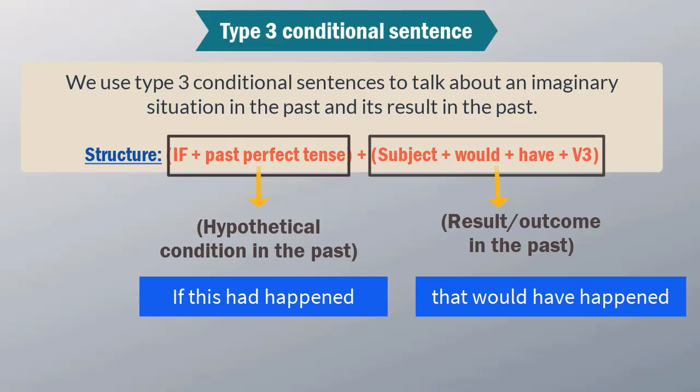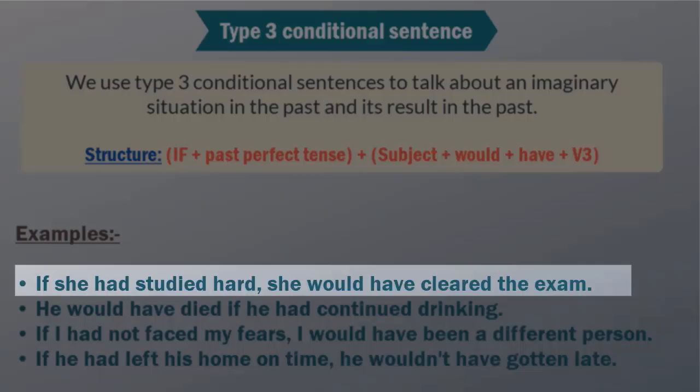Alright? With examples, we'll understand this. If she had studied hard, she would have cleared the exam. The condition: if she had studied hard, something would have happened. What is that? She would have cleared the exam. Now, none of these things happened in reality. She did not study well and she did not clear the exam. That is the reality. So we're just trying to imagine something that did not happen. If she had studied hard, imagination, a condition, she would have cleared the exam, and we know that did not happen. It's actually the opposite of what happened in reality.